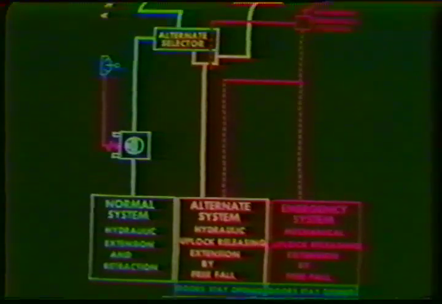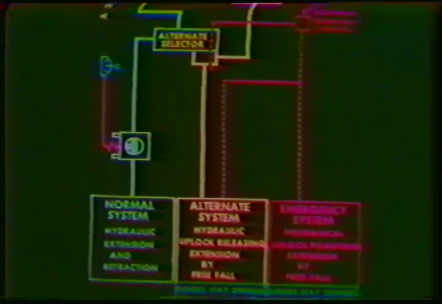Let's look at the extension and retraction systems now. 3 systems allow the gear to be controlled. The normal system is powered by the green hydraulic system and is electrically controlled by a gear handle located on the center instrument panel. An alternate extension is powered by the yellow hydraulic system and is controlled mechanically by the hand crank. All up locks are released hydraulically and extension is by free fall. All doors will remain open.